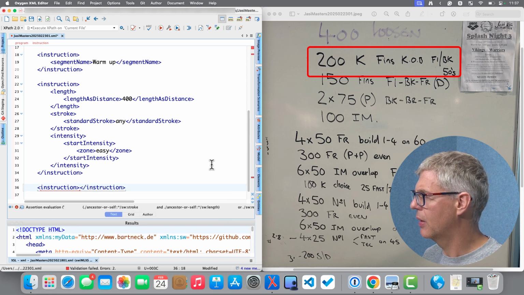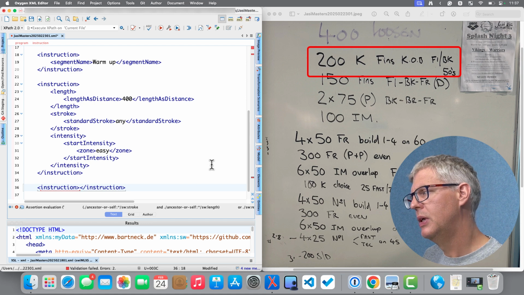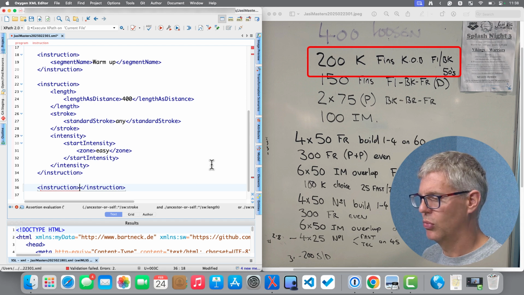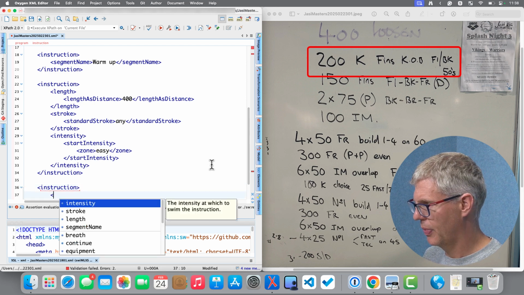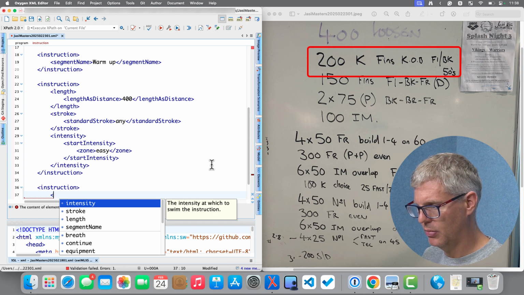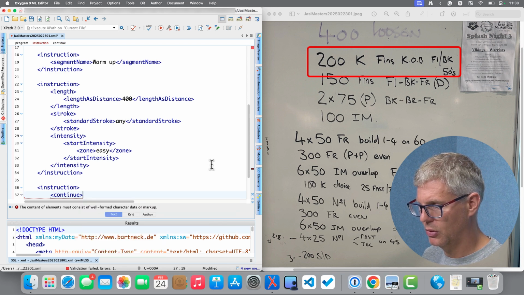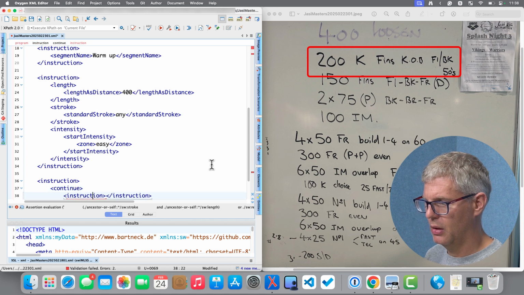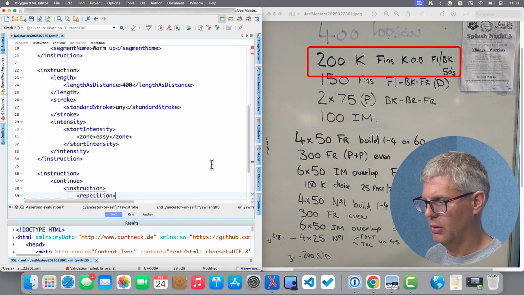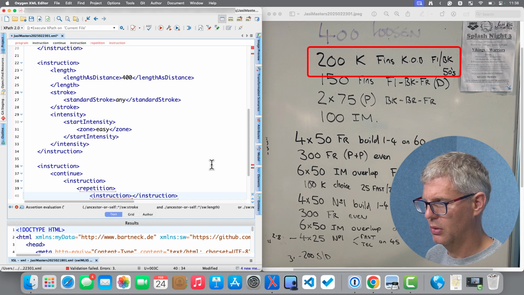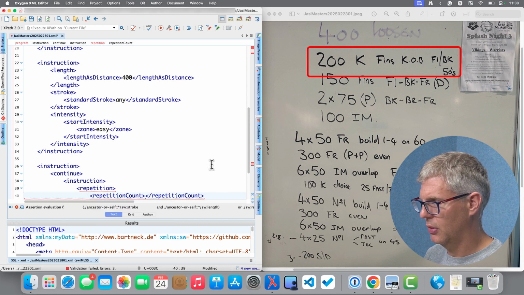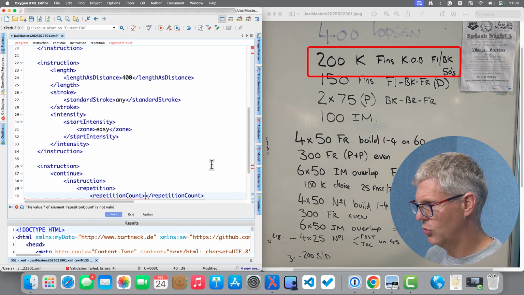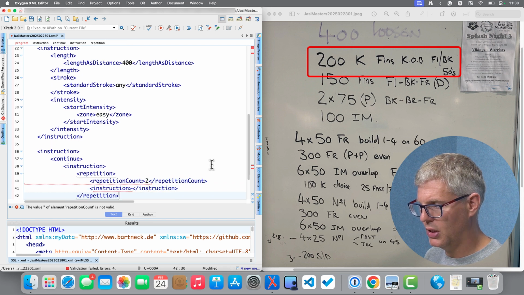So kick on back, fly and back 50s. Okay. So that would be as continuously swum. So continue. And the instruction would be a repetition with, we do it 50s, so 2 times 50, 100. So this is 2 times.